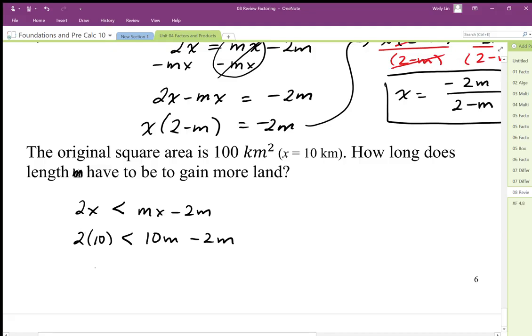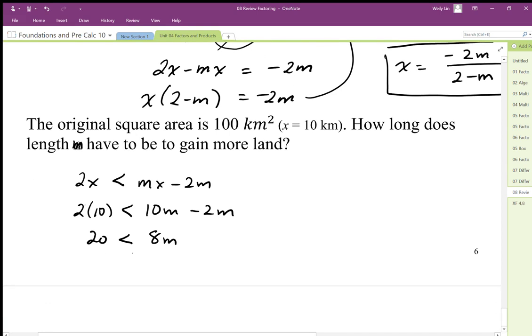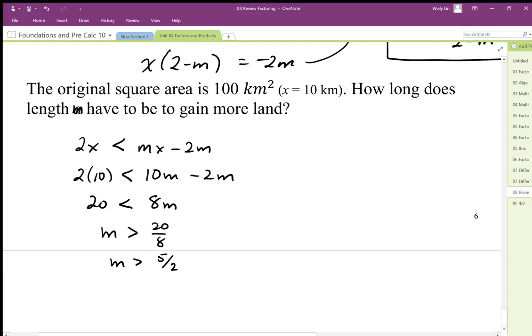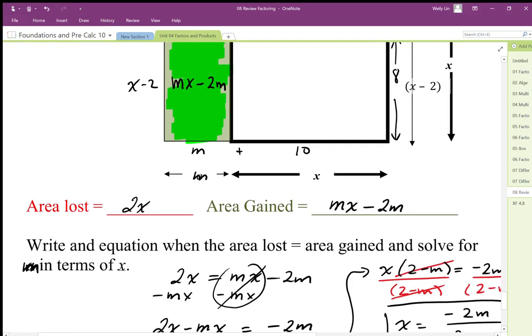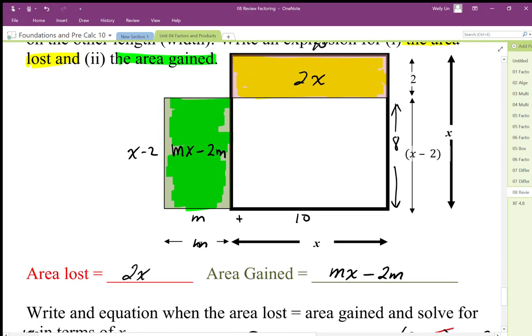This is going to be 20 is less than 10 minus 2m, which is 8m. And then divide both sides by 8. I get 20 divided by 8, which simplifies to 10 over 4, or 5 over 2, which is 2.5. So m must be bigger than 2.5 kilometers for us to gain more land than we lost. So if this m is more than 2.5 kilometers, we'll have more land gained than lost up here.